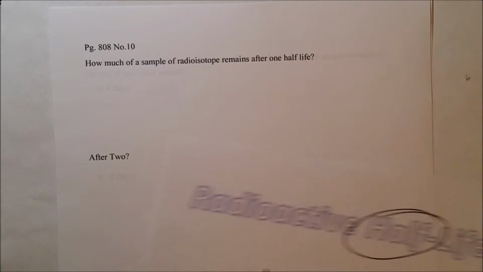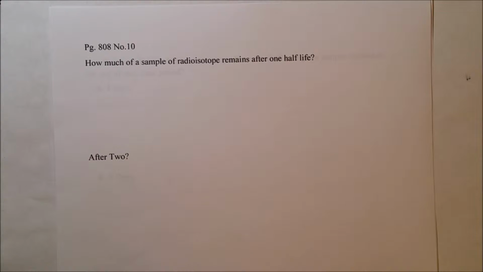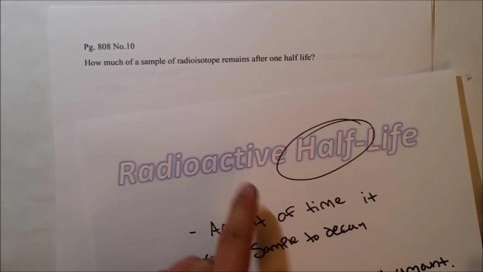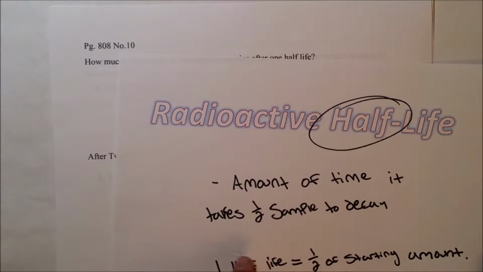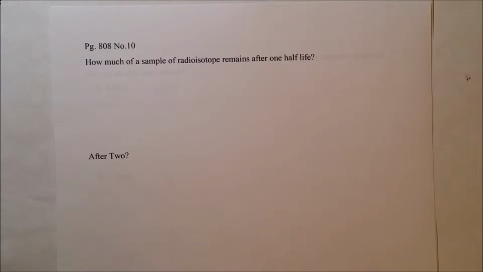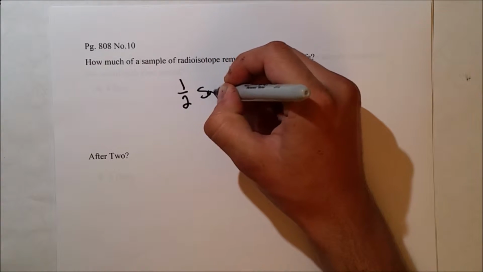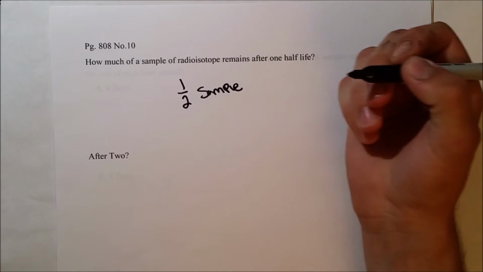So moving on to some simple problems here, real quick. From page number 808, this is question number 10. Just what we went over. How much of a sample of radioisotope remains after one half-life? Well, if you think about what we just said, that a radioactive half-life is the amount of time it takes 1/2 a sample to decay, then one half-life equals 1/2 of the starting amount. So how much of a sample would remain after one half-life? 1/2 of the sample would remain after one half-life.